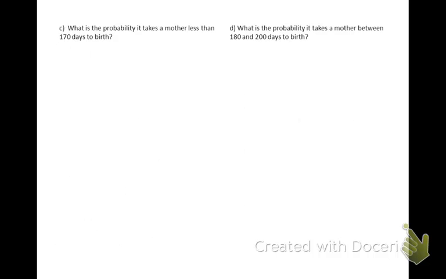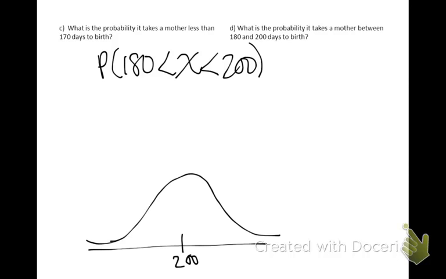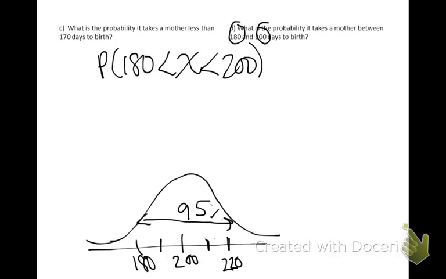What is the probability it takes a mother between 180 and 200 days to birth? Always start by labeling your mean. Then grab other numbers of interest. Here, the only other number would be 180. And the values that go with 180 would be 220 and 95%. We're looking for the probability of being between 180 and 200.